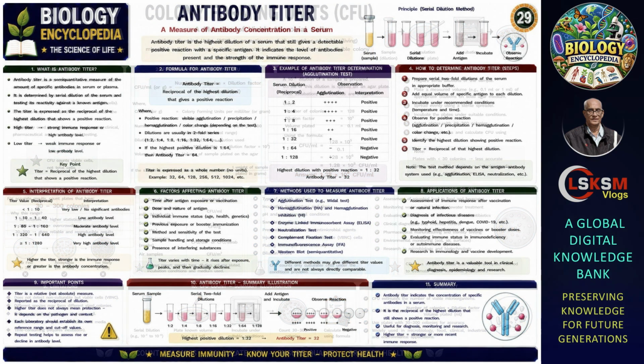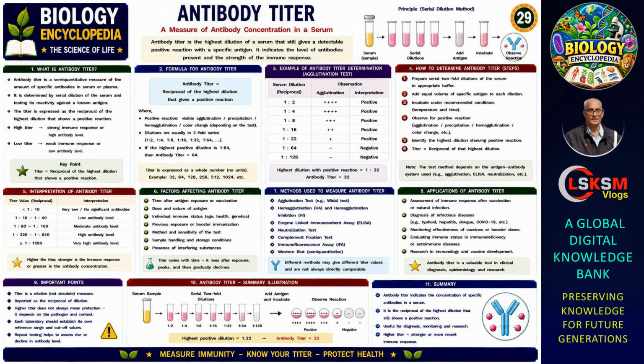Twenty-nine. Antibody titer. Antibody titer indicates the concentration or relative level of specific antibodies present in a biological sample. It is commonly used in immunology, diagnostics, vaccination studies, and infectious disease research.